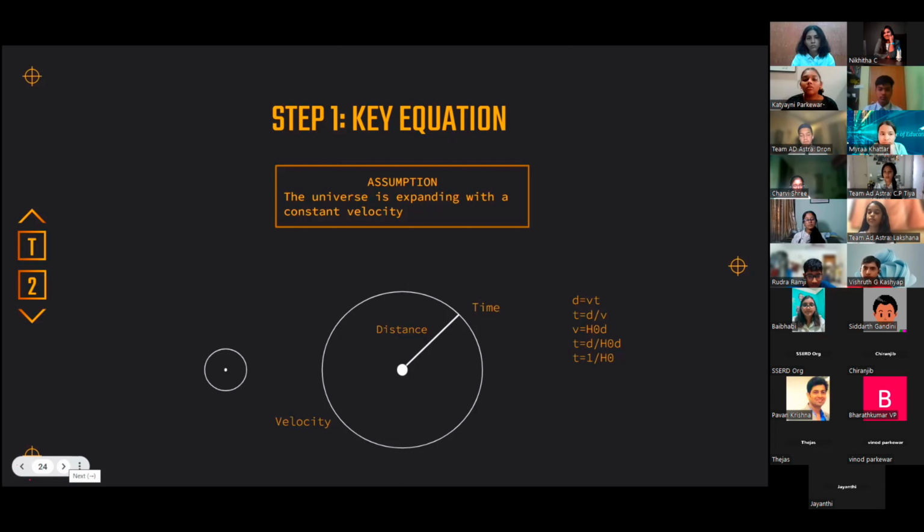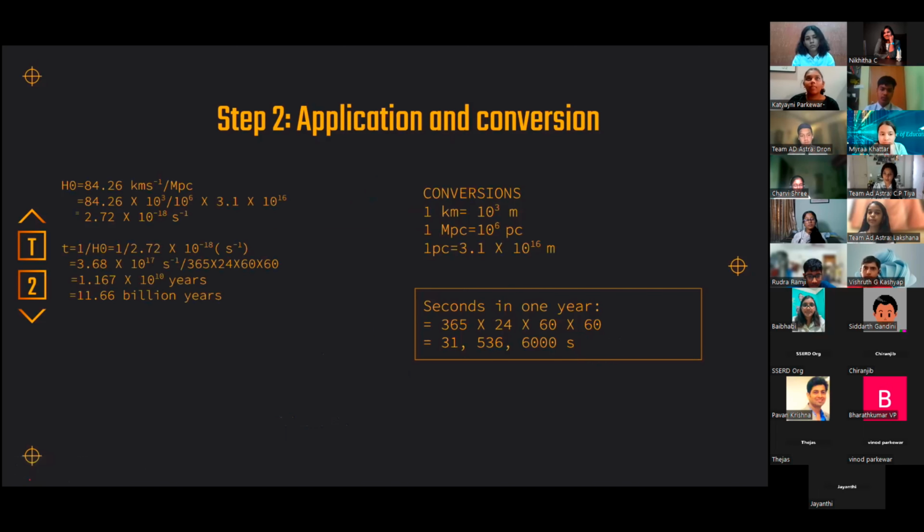Now, the second step is to convert all our values to a standard unit and then apply this to our key equation as discussed previously. As Pradyum mentioned, the value that we calculated for the Hubble constant was 84.26 km per second per megaparsec. In this, we will convert the kilometers and megaparsecs into meters. To convert the kilometers into meters, we will multiply 84.26 into 10 to the power 3 because 1 kilometer is equal to 10 to the power 3 meters.